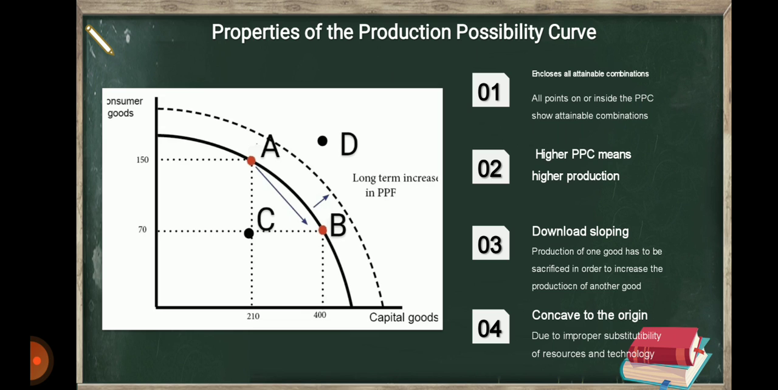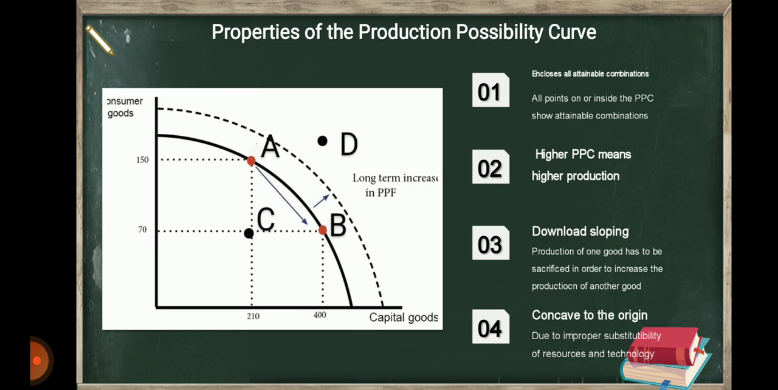Even if we use the given resources and technology at their best, we will not be able to produce D. So D is an unattainable point. Then the final property of PPC is that it is concave to the origin. Why is this concave shape? Or its shape is like a half bell.